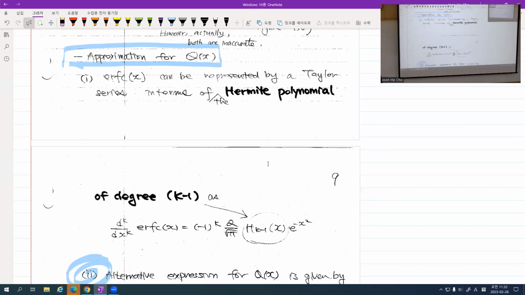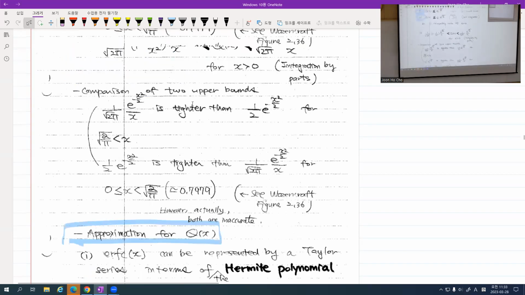series expression. And here goes the well-known, famous approach, saying that the complementary error function can be represented by a Taylor series in terms of the Hermite polynomial of degree k-1, as you have here. Got it? So the k-th order derivative is given by this Hermite polynomial, and then the Q function or complementary error function can be written as a Taylor series. And you cut at some high degree. Got it? Let's go back to this one.